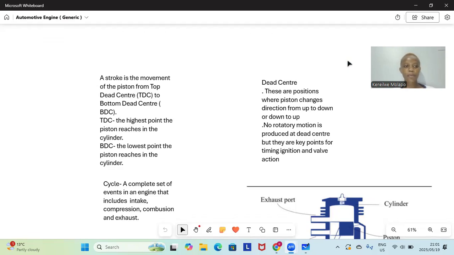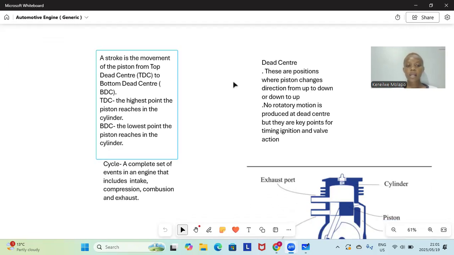So today I will be teaching you Mechanical Technology Grade 10 Automotive Engines Generic. Firstly, you have to know what a stroke is. In this topic, I'll be teaching you about a two-stroke engine and a four-stroke engine. I'll show you examples explaining how they work.